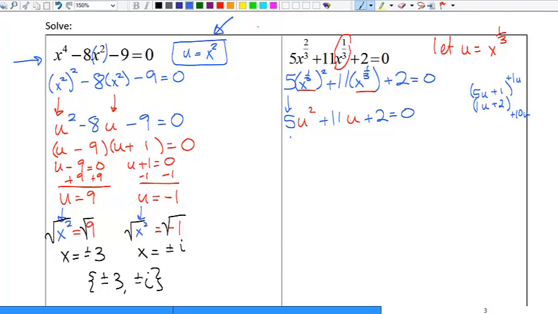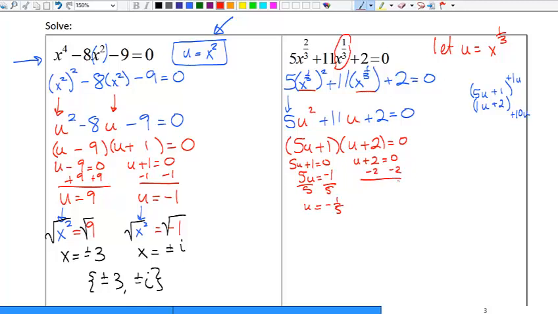So these factors into 5u plus 1 and u plus 2. Set each of those equal to 0. So I'm getting u is equal to negative 1/5 and u is equal to negative 2.